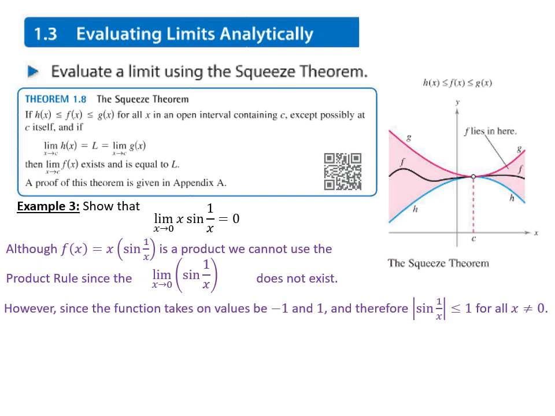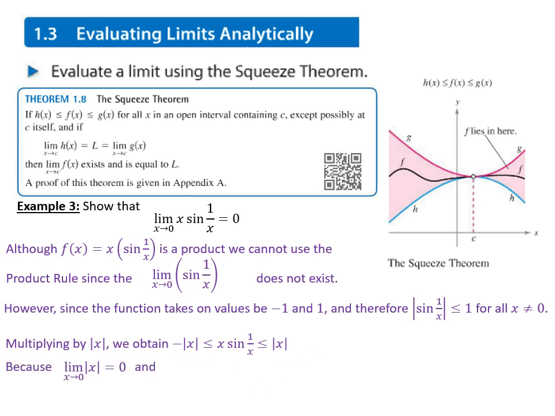However, since sine of 1 over x is a sine function, the lowest value you can have is -1, the highest value you can have is 1. We've got the absolute value of sine of 1 over x is going to be less than or equal to 1 for all x not equal to 0. We can multiply by the absolute value of x. So x times sine of 1 over x. Sine of 1 over x is between -1 and 1 is what we had going on. And we just multiply it by negative absolute value of x on both sides.